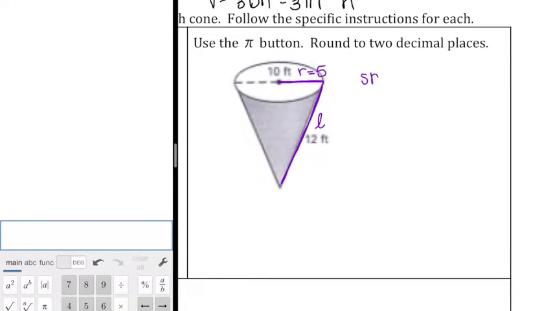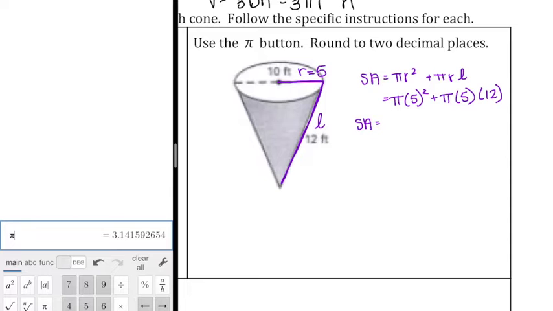So surface area of a cone is pi r squared plus pi r L. So I'm going to plug in the pieces I know. So the radius is 5. So everywhere I see an r, I'm plugging in a 5. And then the slant height is 12. So here, since we're using the pi button, once I have everything plugged in, I'm just going to turn to the calculator. I'm going to multiply all this together. So pi times 5 squared plus pi times 5 times 12.